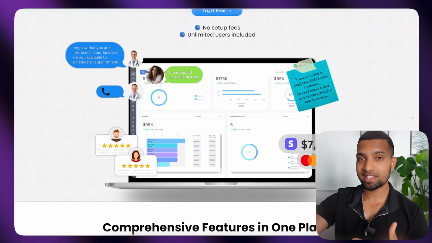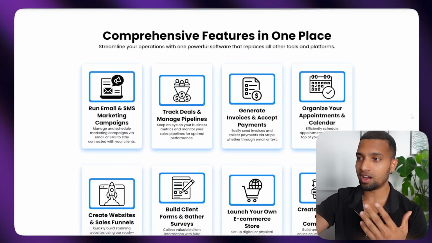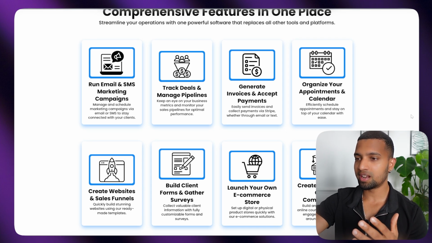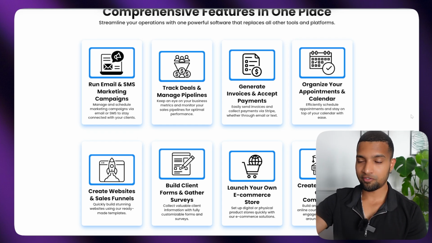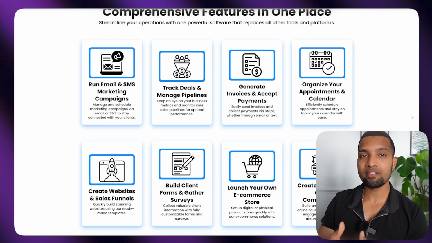And since we have let them start scrolling, and it's easy to keep on scrolling, they will see the comprehensive feature section in one place: running email and SMS marketing, tracking deals and managing pipelines, generating invoices, organizing your calendar, creating websites and funnels, building forms and surveys, launching your own e-commerce store, and creating your own course and community. So all the features you have in GoHighLevel, you can feature in this section.